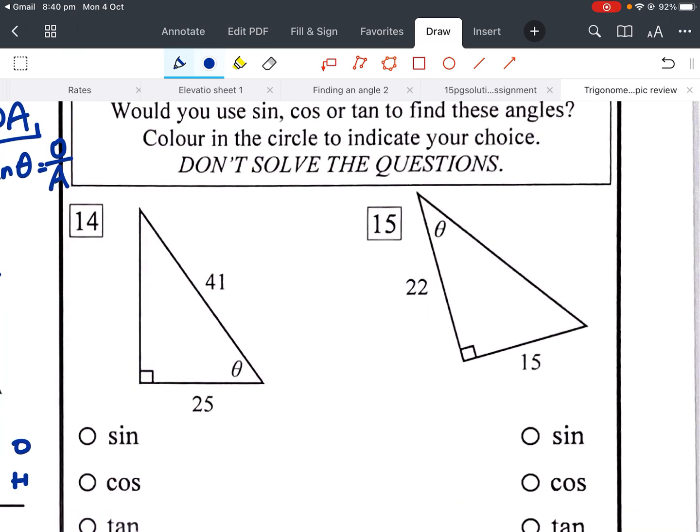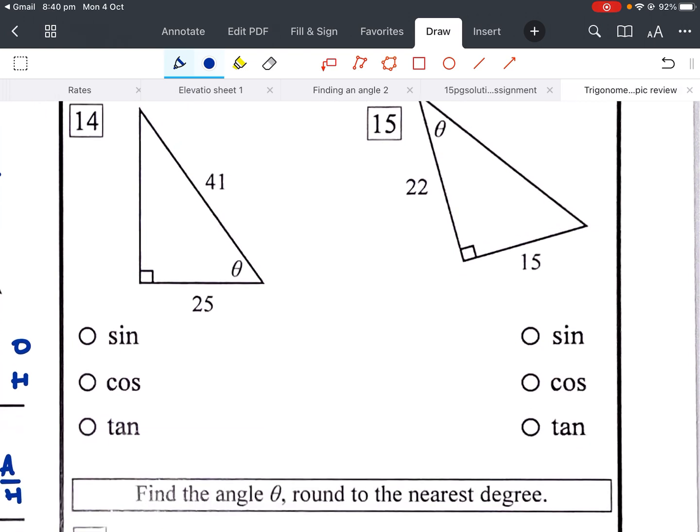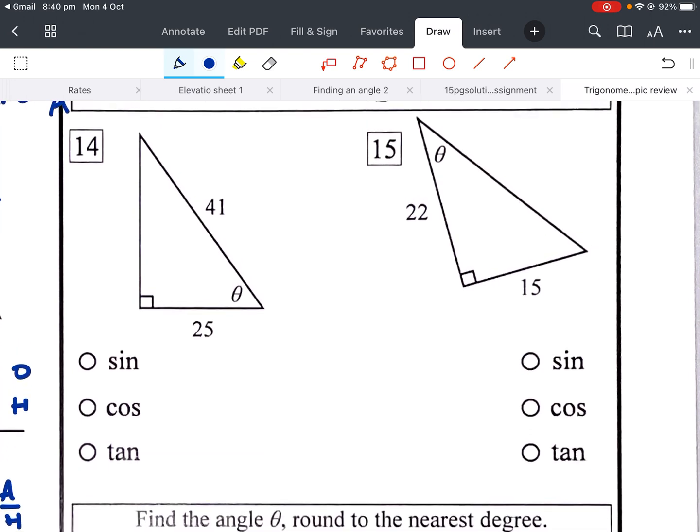Next one, question 14. Would you use sine, cos, or tan to find these angles? Colour in the circle to indicate your choice. Right, so you're just telling me whether it's sine, cos, or tan. So the way that I do this is I have to label the sides. Okay? Remember, first side, easiest to label, hypotenuse. So across from the right angle is the hypotenuse. I'm going to do that over here too. Across from the right angle is the hypotenuse.